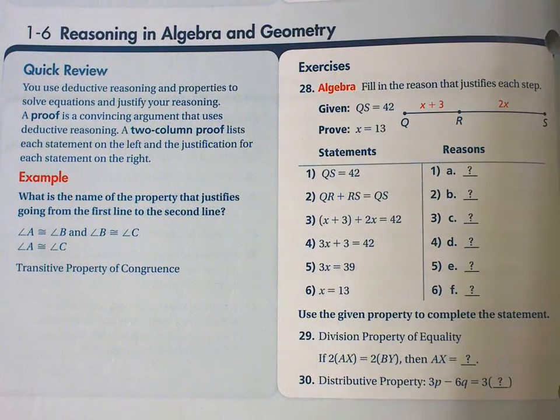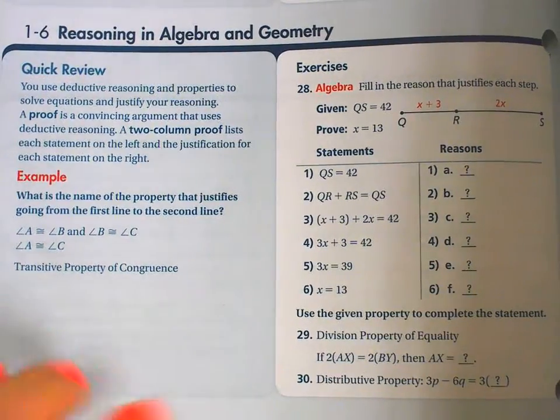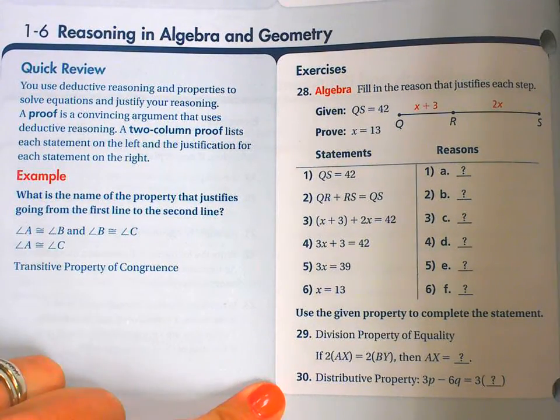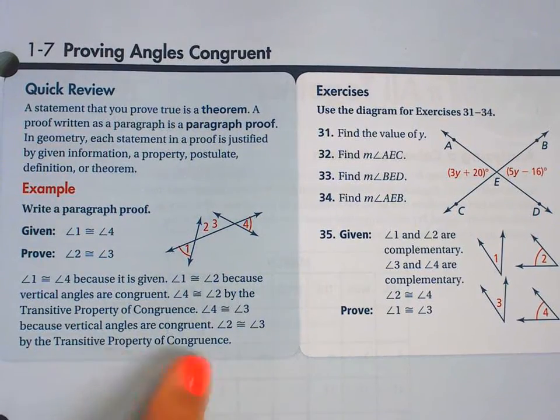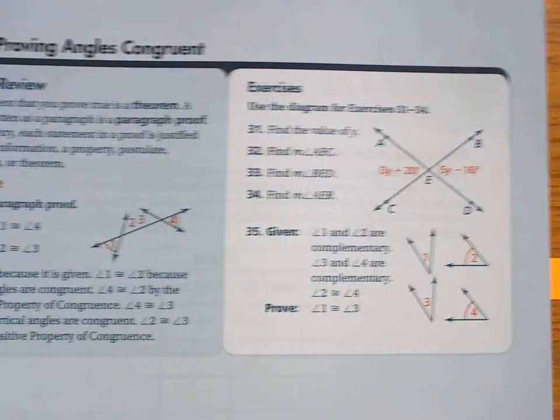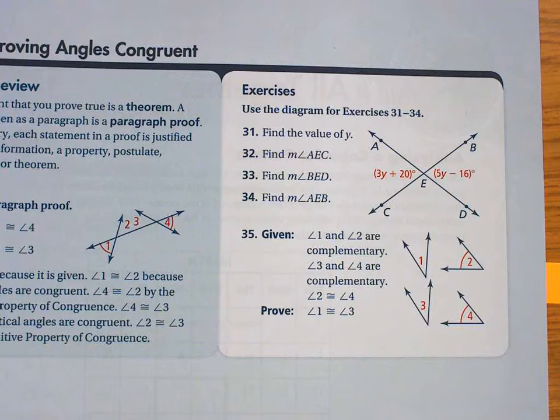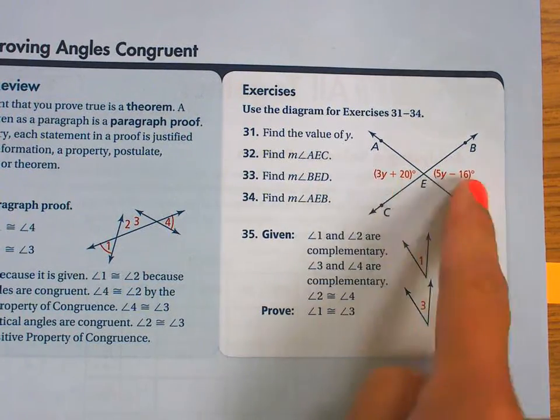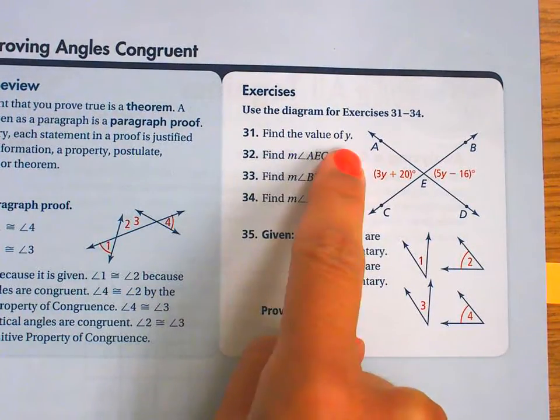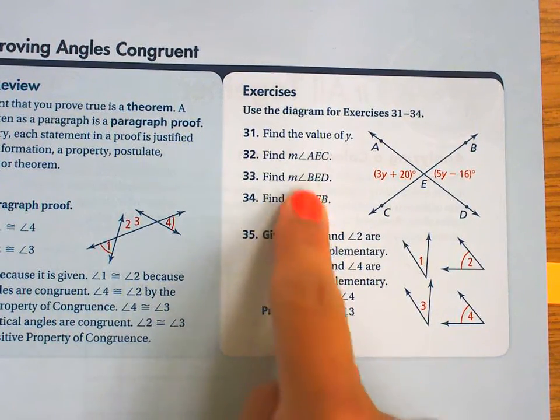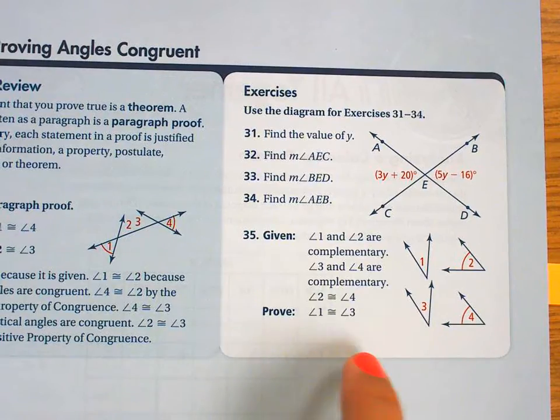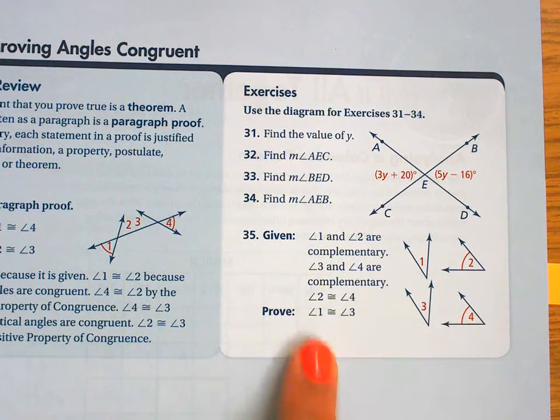See if you can do that proof and answer number 29 and 30. See if you can do those. And then on this one, 1-7, this is this section's review. See if you can do this one. You don't have to do a paragraph proof so much, but looking at this, let's see if you can solve for y. I'm noticing those are vertical angles, so you can find y by setting them equal. Then you can find the measure of the 3 different angles. And then there's just a little bit more. You can try to figure out 35.